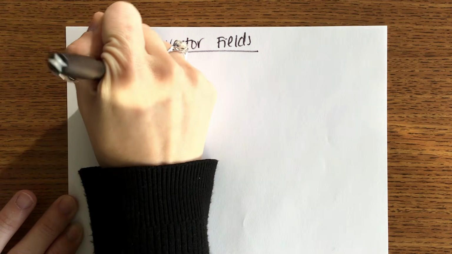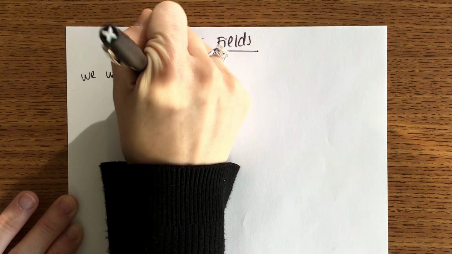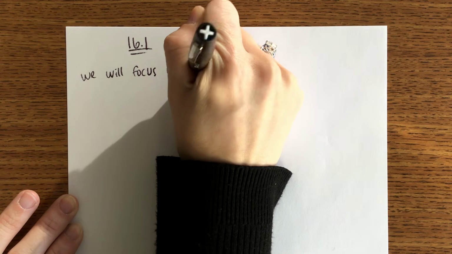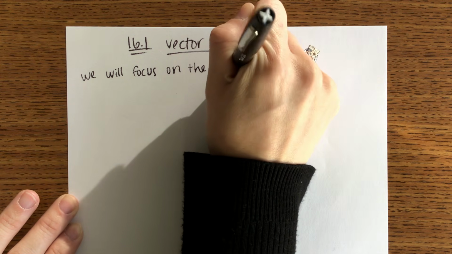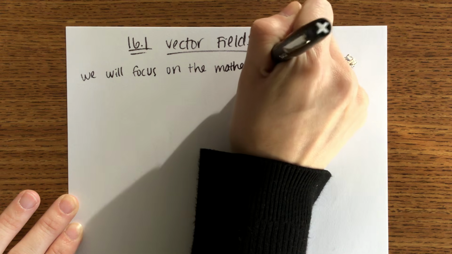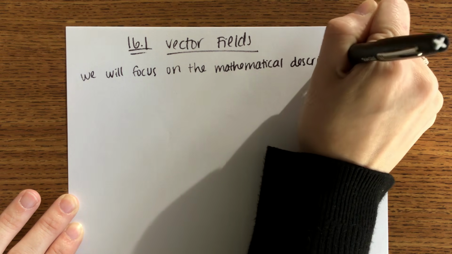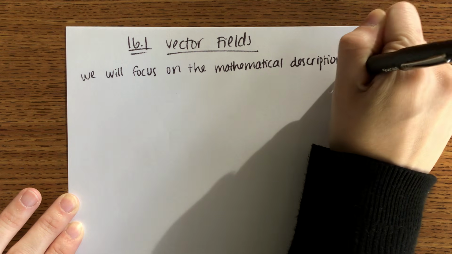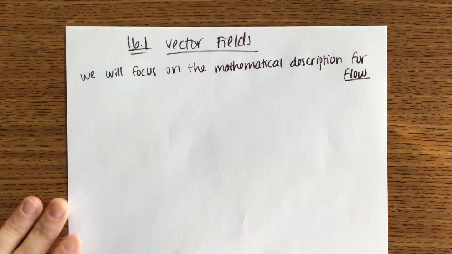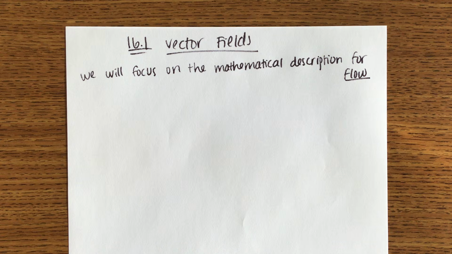Okay, so in this chapter, we will focus on the mathematical description for flow. So as he said in the video, looking at the vector fields, there were two main pieces he looked at. He looked at the rotation in those vector fields, and then he looked at the length of those vectors. So was the flow faster in some places, slower in other places?